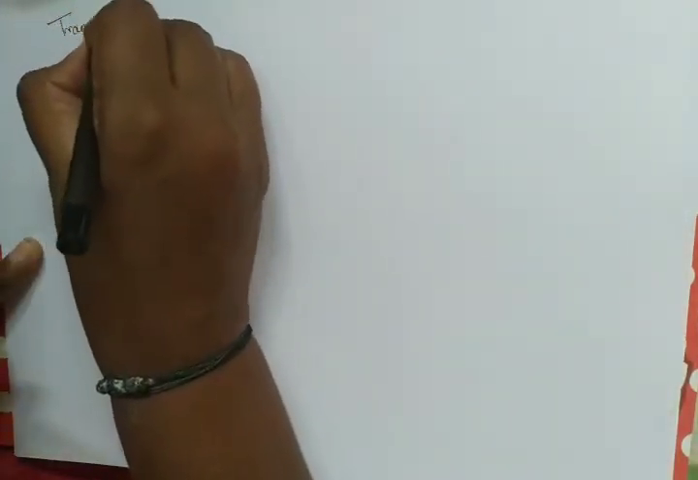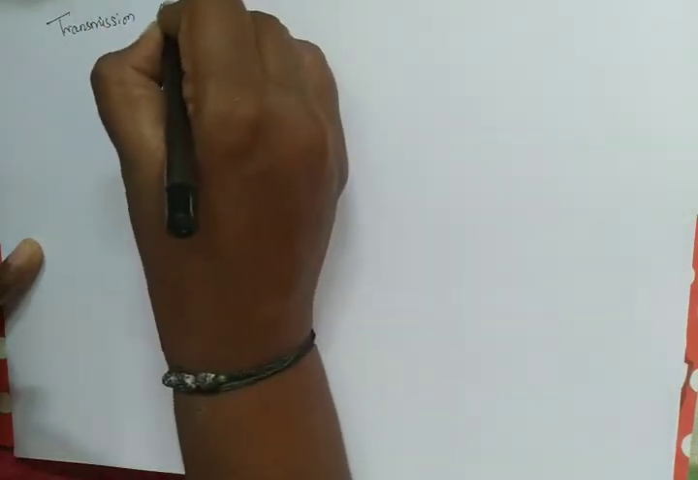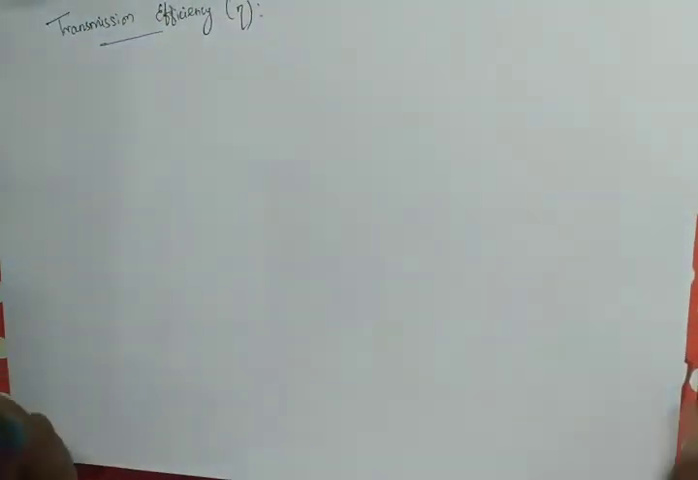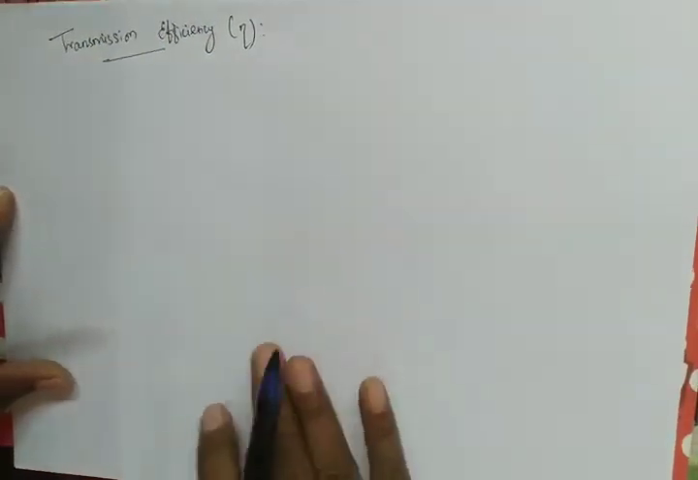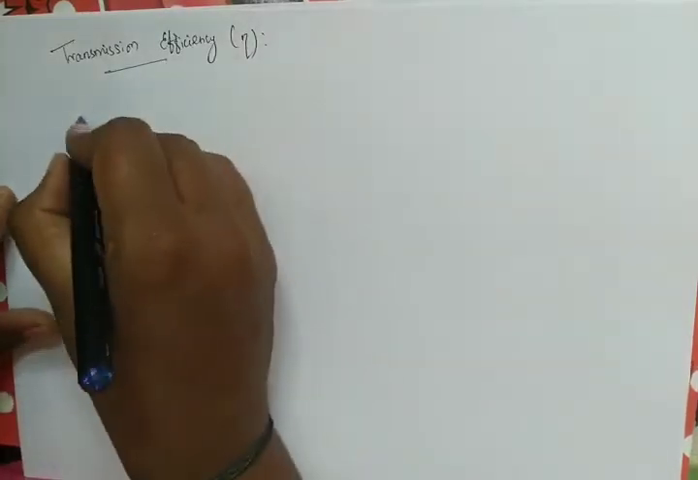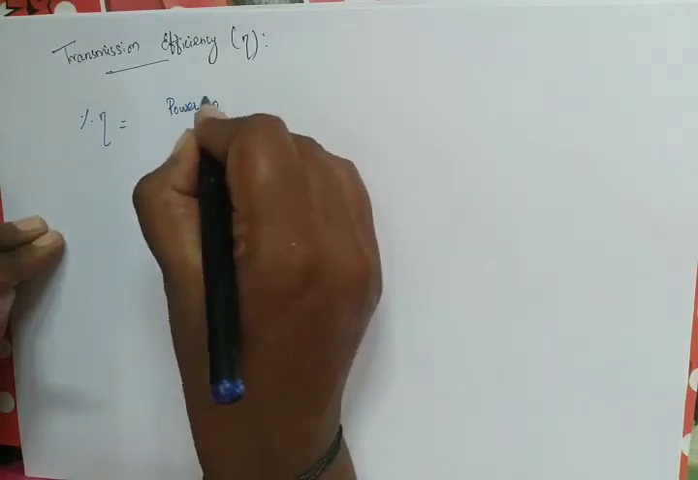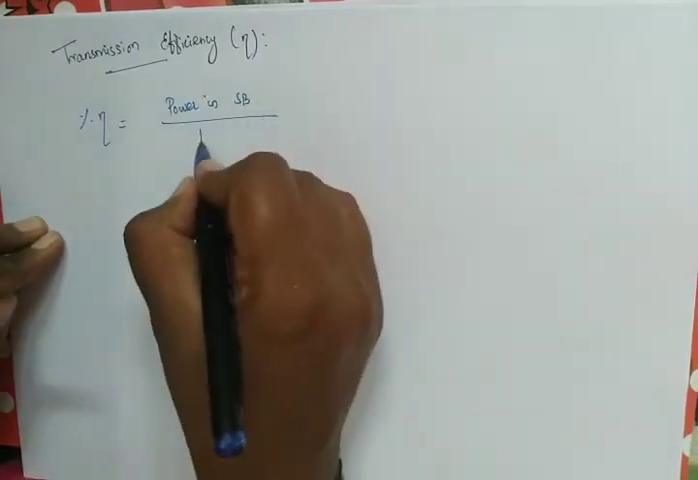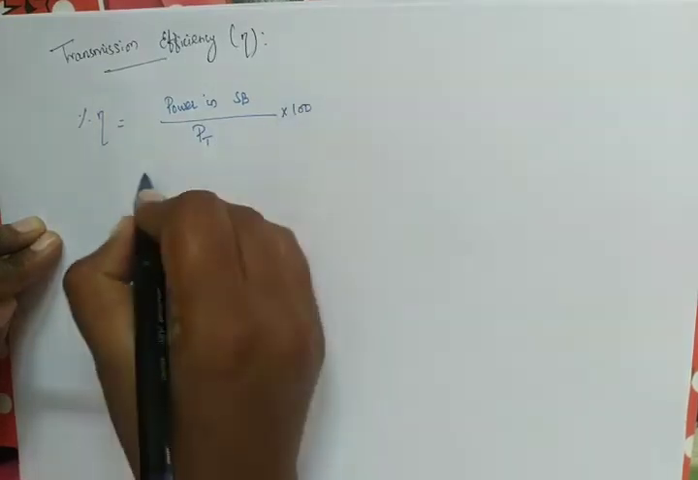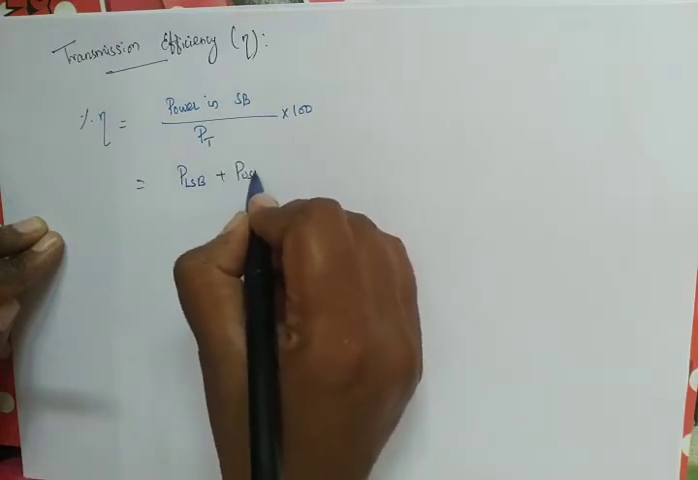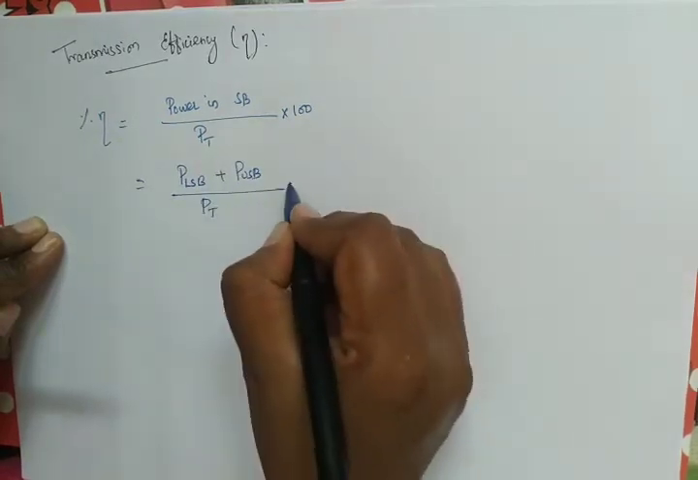Now the final thing is we have to find the transmission efficiency, that is eta. Transmission efficiency for AM DSB FC, that is double sideband full carrier. Now we know that the transmission efficiency is given by power in the sideband, the whole divided by total power into 100. Now what is the sideband power? That is P lower sideband power plus P upper sideband power divided by total power into 100.